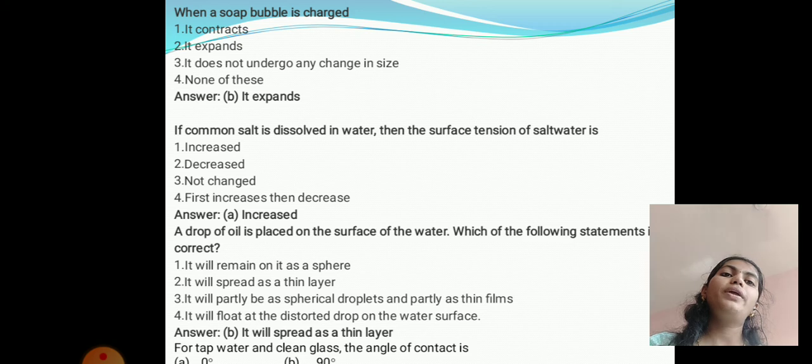A drop of oil is placed on the surface of water. Which of the following statements is correct? It will remain on it as a sphere. It will spread as a tiny layer. It will partly be a spherical droplet and partly a thin film. It will float as a destroyed drop on the water surface. The answer is that it will spread as a thin layer. We all see this in day-to-day life.